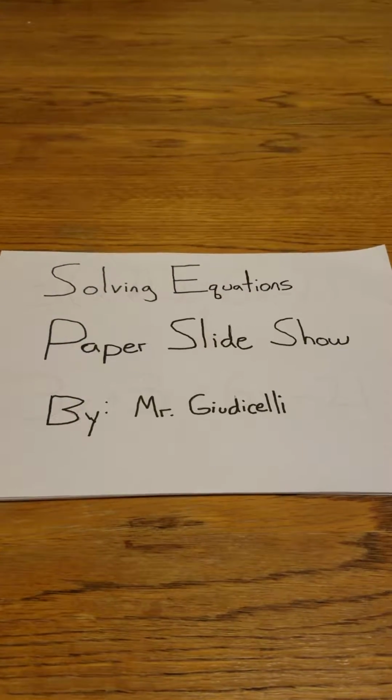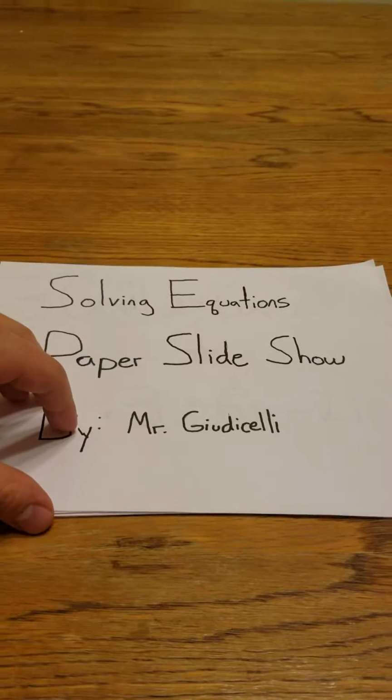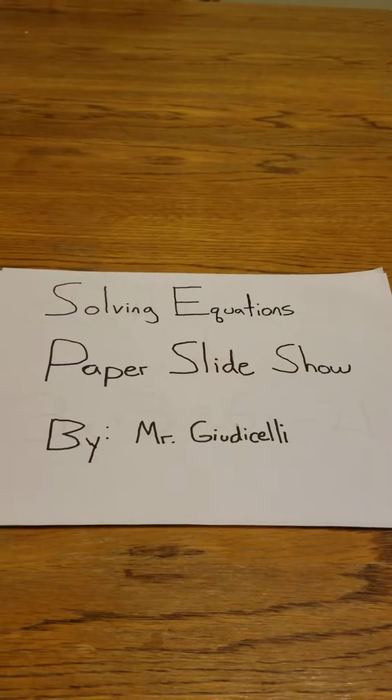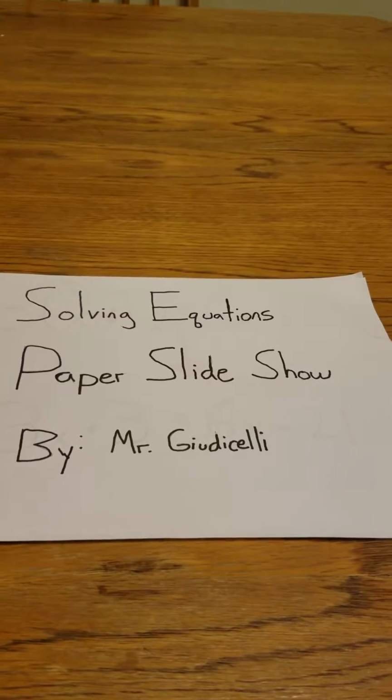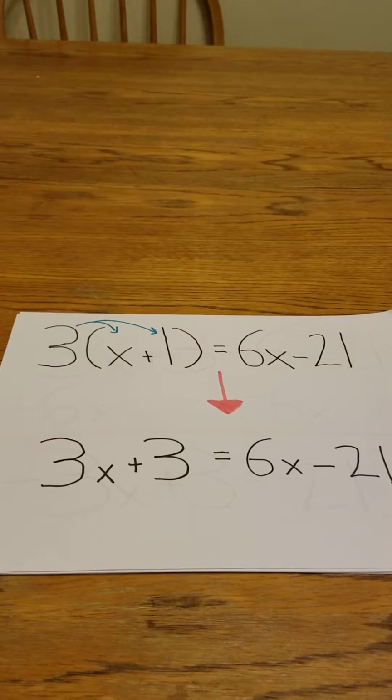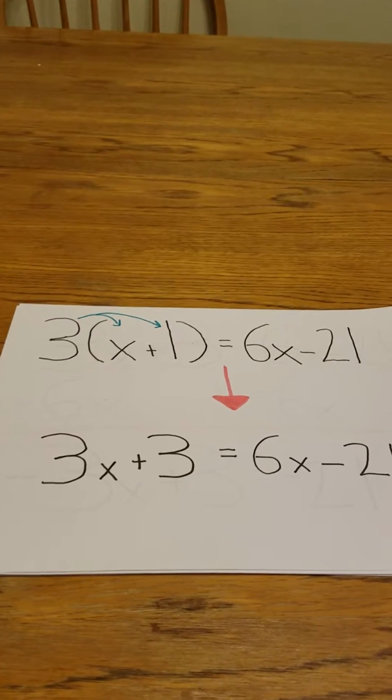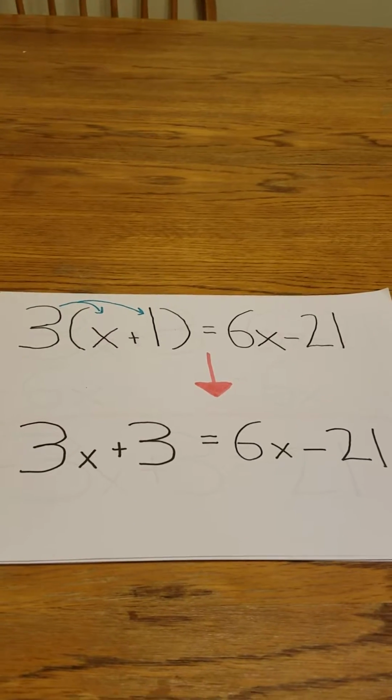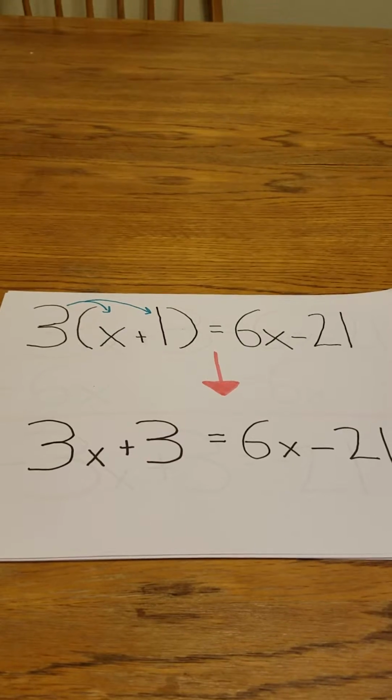Solving Equations, a paper slideshow by Mr. Giudicelli. In this paper slideshow, we are going to go through all the steps required to solve an equation. For the purposes of this video, we are going to use the equation 3 times the quantity of x plus 1 equals 6x minus 21.